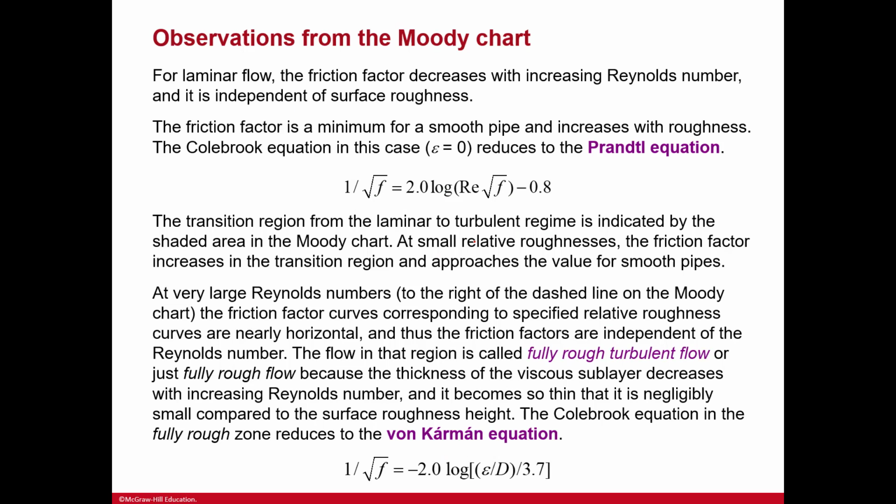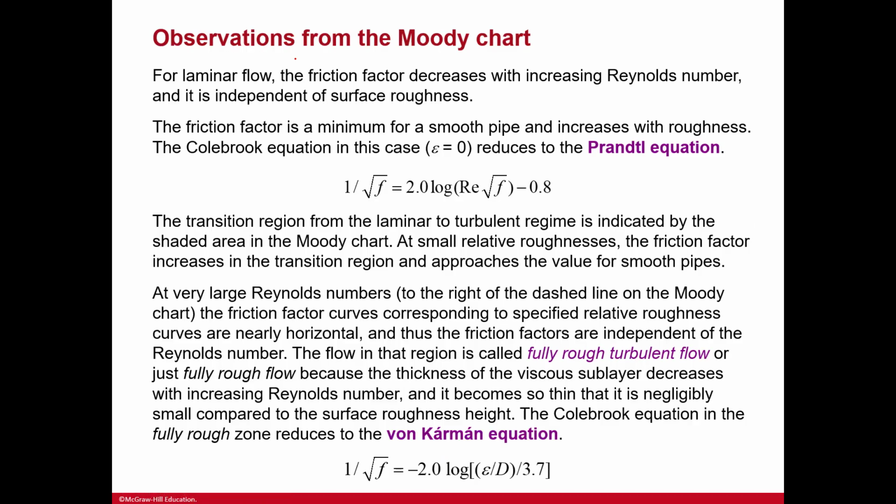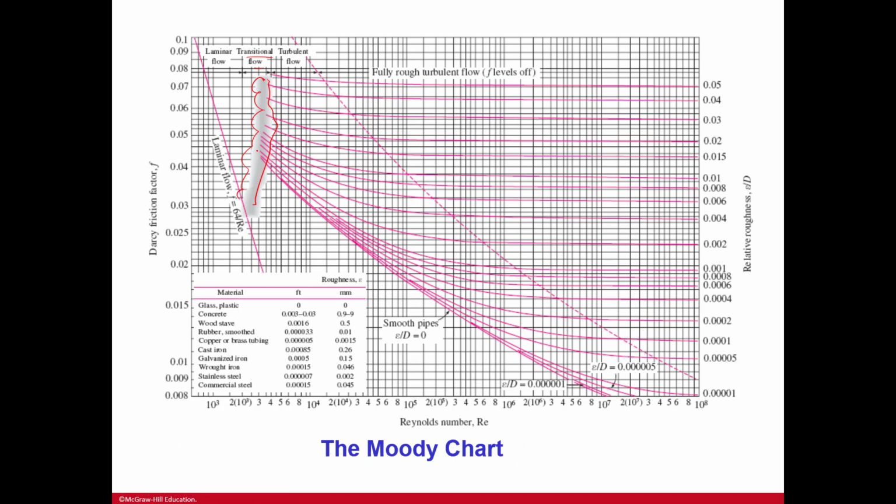The Colebrook equation in this case reduces to the Prandtl equation. And then next we have a transition region. That's here in the shaded region. This is transitional. At small relative roughness, the friction factor increases in the transition region and approaches the value for smooth pipes. You can see that here. It's small, but it's starting to approach and level off for this roughness right here for smooth pipes.